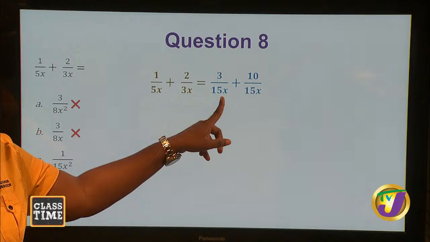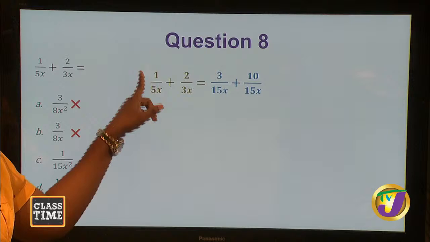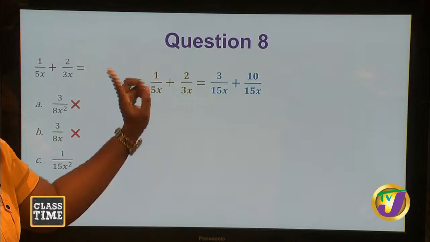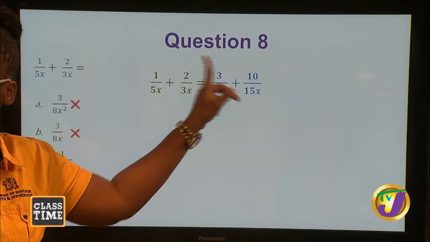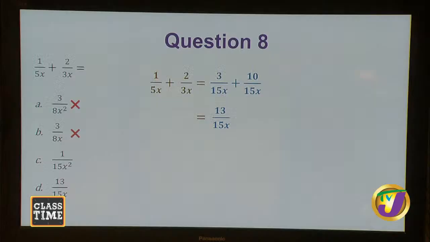Now we know that 5x into 15x is actually 3 times. We didn't just take the 3 and put it up there. We created equivalent fractions, because our numerator must now be multiplied by 3. Similar approach, 3x, if we were to see how many times it goes into 15x, would have been 5 times. Notice again that we're creating equivalent fractions, and so it's 2 multiplied by 5 to give us 10. Now that we have the same denominator, the same principle applies again. We just operate on the numerator, so we add them.